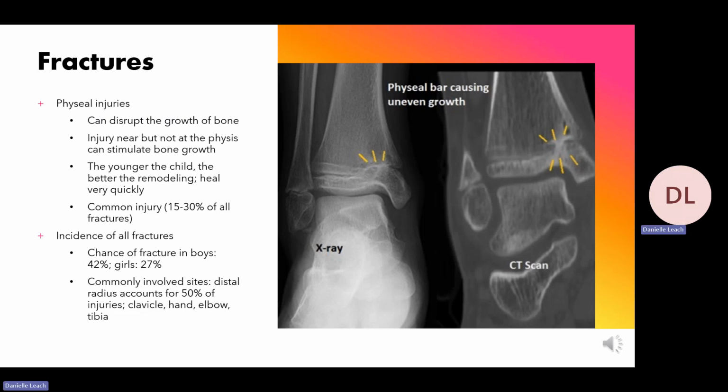The incidence of all fractures, so not just physeal injuries, but all fractures in general, is pretty high. So the chance for fracture in boys is 42% and girls 27%. Commonly involved sites for children: the distal radius or the wrist accounts for about 50% of injuries. And also the clavicle, hand, elbow, and tibia are common in children.